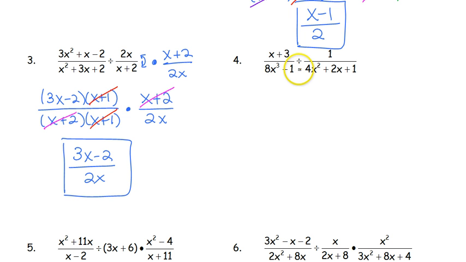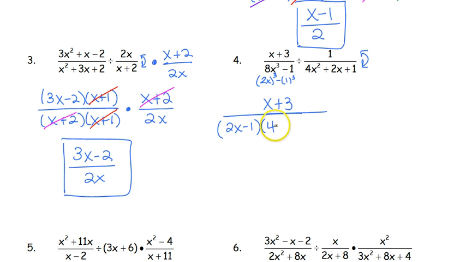Alright, next one. Again, we're dividing, so we've got to make sure that we change that to the reciprocal. x plus 3 does not factor any further. 8x cubed minus 1, that is the difference of cubes. Gonna make that bigger. Our a value is 2x. Our b value is 1. So that becomes 2x minus 1. Our a squared, so that's 4x squared, plus a times b plus b squared.